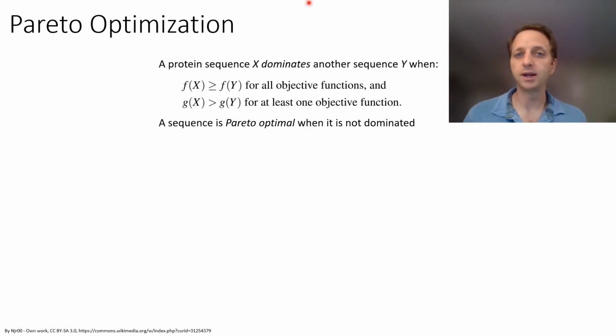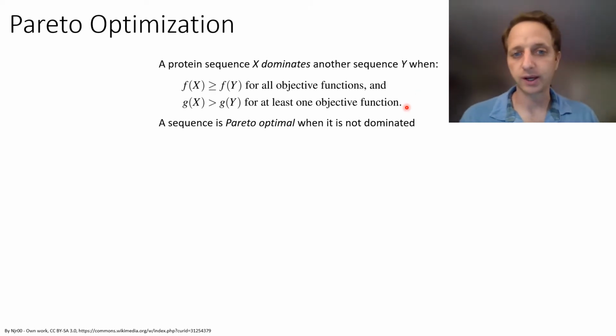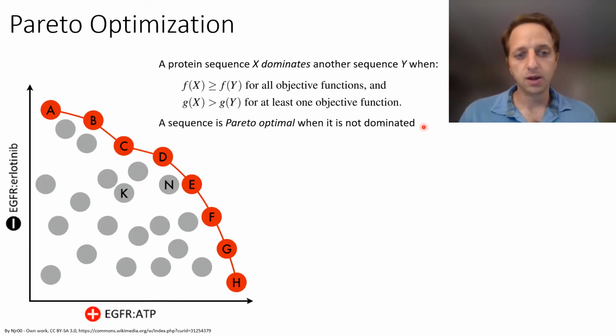We need to come up with a way to combine the different criteria that we just looked at, and we did so using Pareto optimization. So first, a definition. A protein sequence X dominates another sequence Y when every objective function calculated on X is at least as great as that calculated on Y, and for one of them, it's greater. We say that a sequence is Pareto optimal when it's not dominated. So let's look at an example.